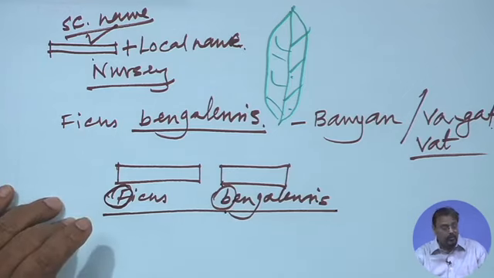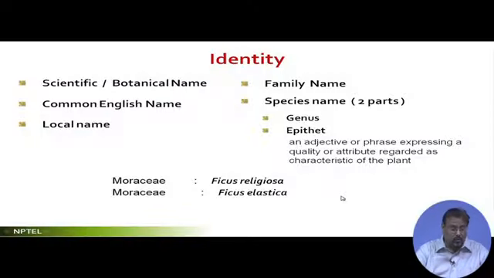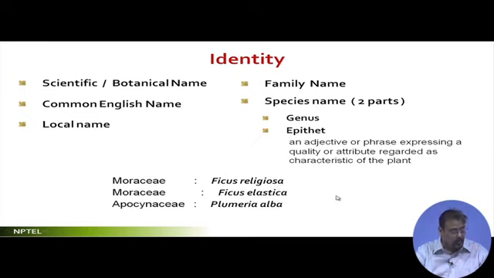So what happens is, whenever you are trying to see the identity of this tree, you must know about the family, you must focus on the genera or genus, but focus very much on this part which will give you some clue of that tree. Let's see, there may be one more example.